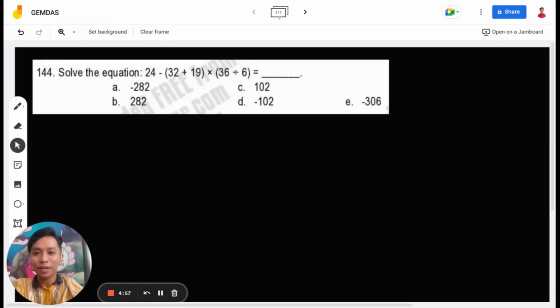Hello, in this 5-minute video, we're going to solve a problem which involves the order of operations. Napaka-fundamental pero marami pa rin ang kailangan na mapaalalahanan sa kung paano nga ba mag-solve ng mga problem kagaya nito. So we are asked, solve the equation 24 minus 32 plus 19 times 36 divided by 6. Parang limang options and we know na isa dito ang tamang sagot.